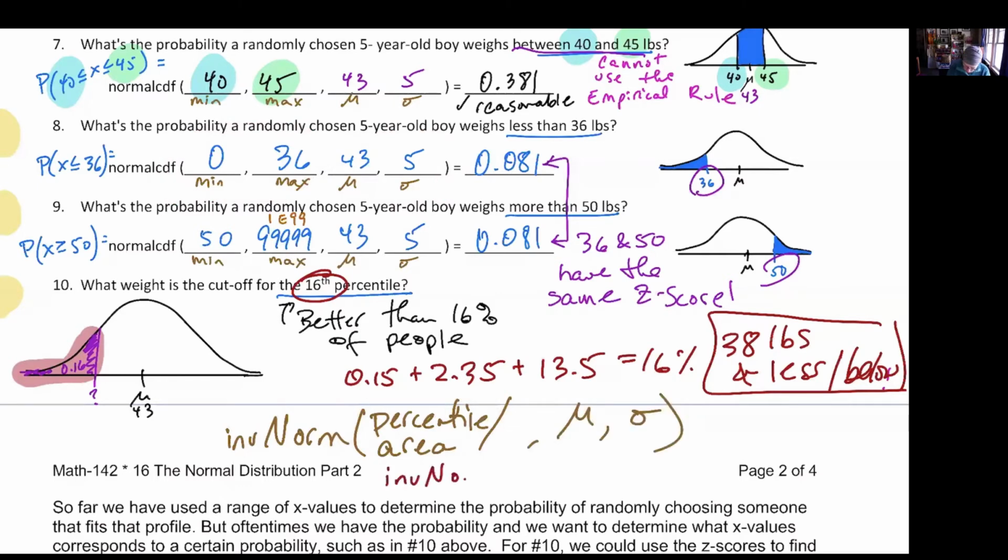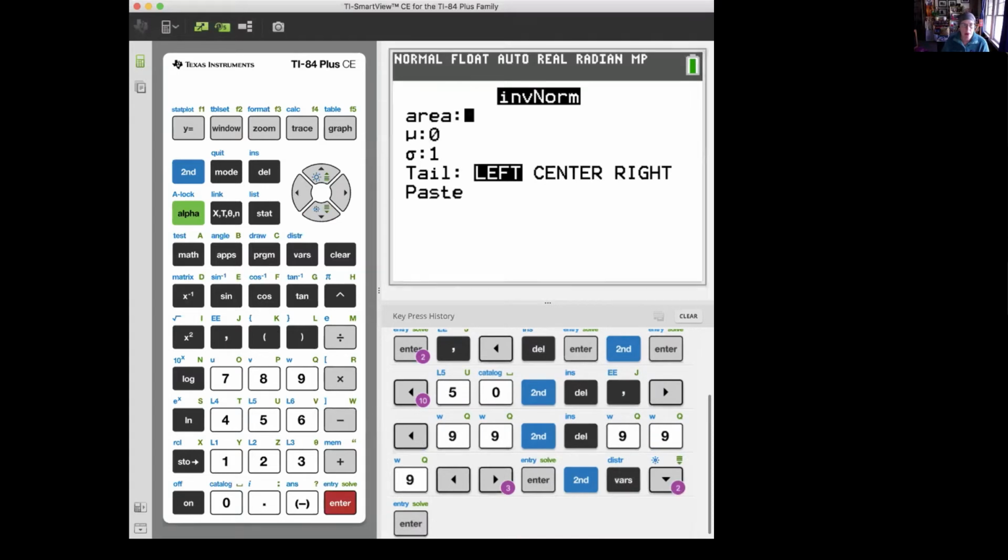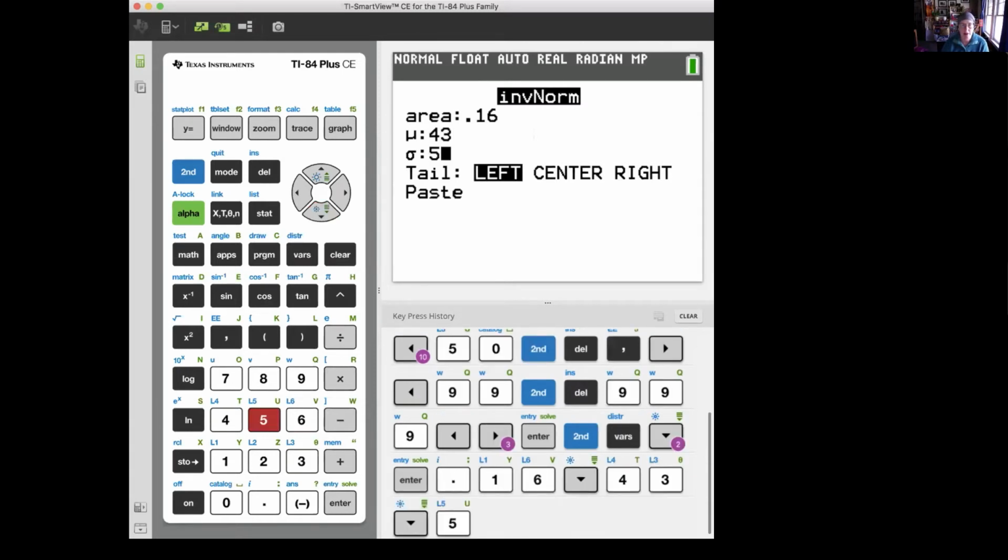We're going to do inverse norm, and the percentile is 0.16, the mean is 43, and the standard deviation is 5. Second bar. Okay, and you see the third one down, right below normal CDF, is inverse norm. So press enter. The area we want to find is that 0.16, the mean is 43, the standard deviation is 5. Now, here's the thing. Do you have a calculator that gives you this? If you have a calculator that gives you this menu, you're in luck. The tail is referring to basically what we did in questions 8 and 9. We found the area of the tails, or it can find the center bits, which is like what we did in question 7.